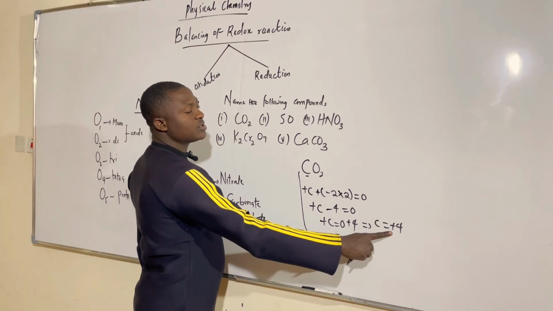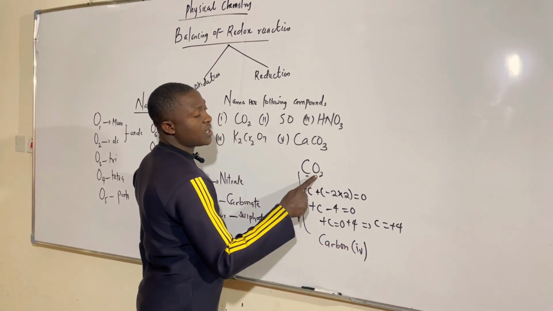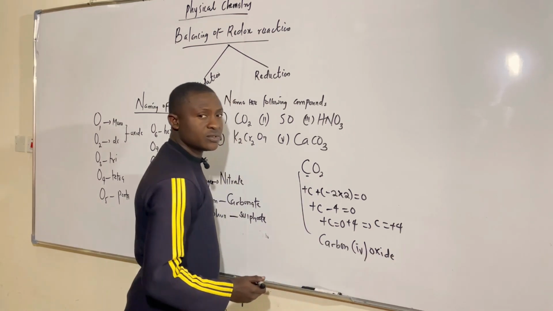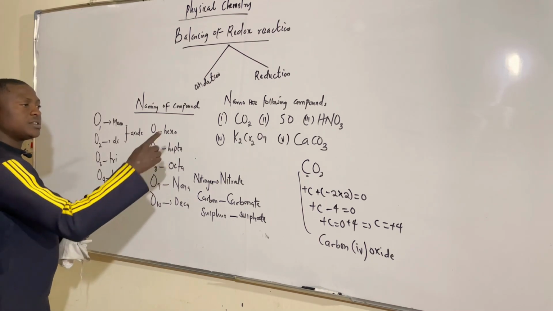What do we get? We got 4, that's going to be carbon 4. So the oxygen that we have here is 2, that's going to be carbon 4 oxide. Can you see that? Okay. Let's try another one so that you see the beauty. Let's try the second one as well.